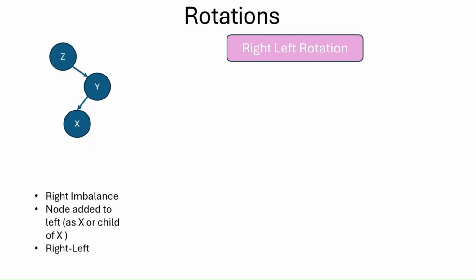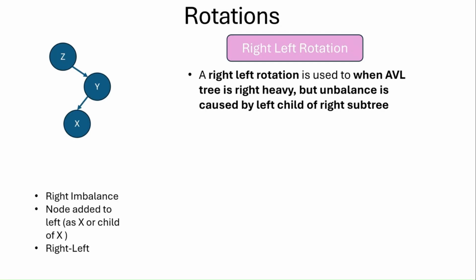Now right-left. For this, we use the right-left rotation logic to solve this. Right-left rotation is used when the AVL tree is right-heavy, meaning Z became heavy because of the right subtree, but the imbalance is caused by the left child of the right subtree. It means that we added the new node onto the left side of that right subtree, a zigzag. So we saw how the 3 nodes Z, Y, X can be represented in a structure. This is the structure which represents right-left.